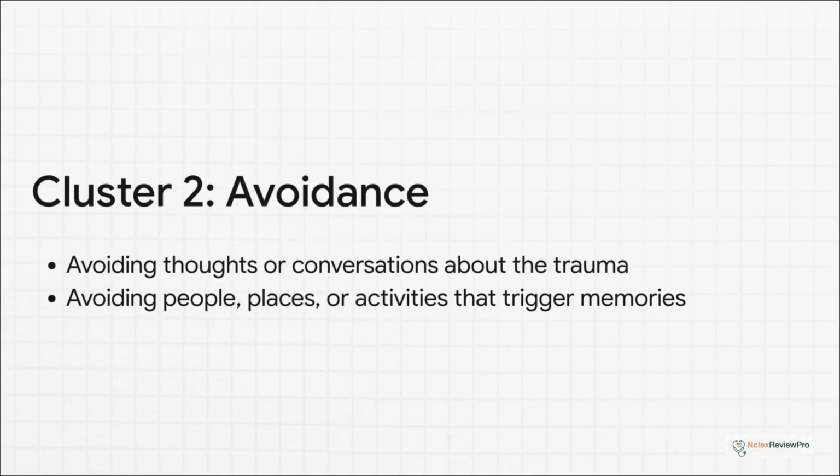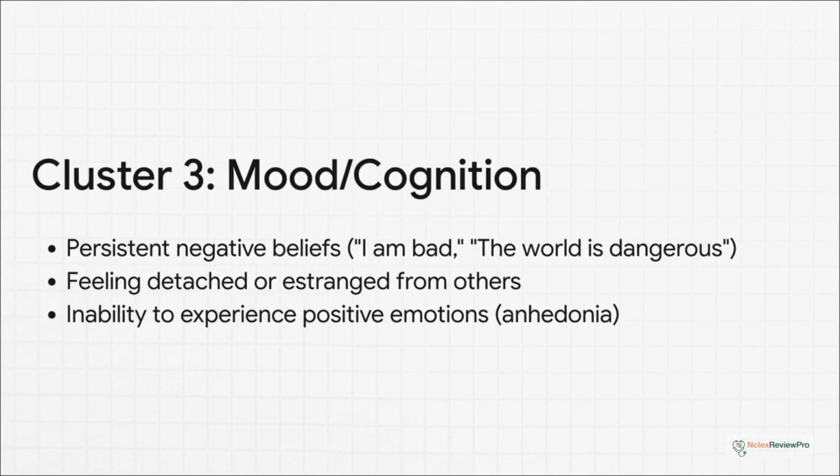All right, next is cluster 2, avoidance. Because those intrusive memories are so incredibly painful, the person will start doing anything and everything to avoid being reminded of the trauma. This could mean avoiding certain thoughts or refusing to talk about it. But it can also be really physical, like a person who was in a bad car accident who just stops driving completely.